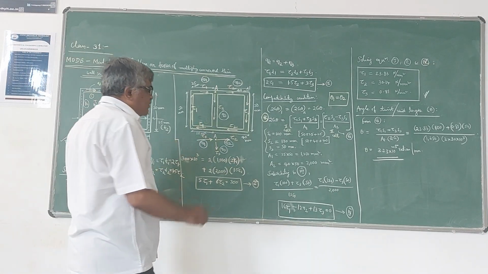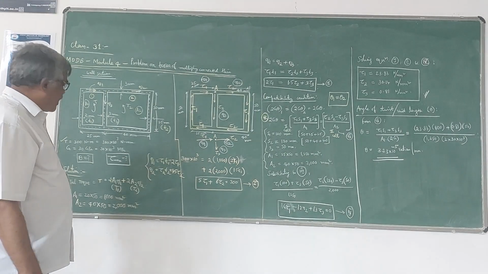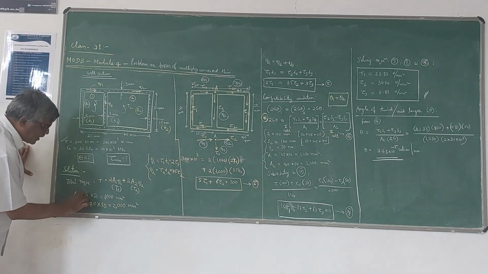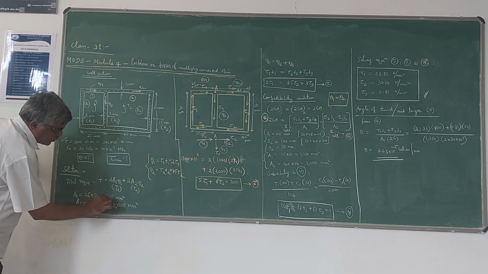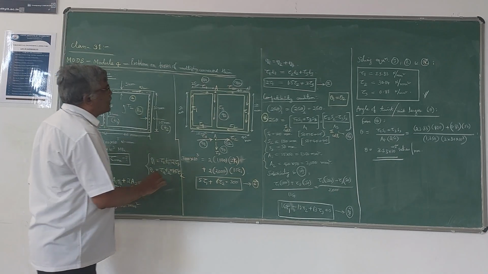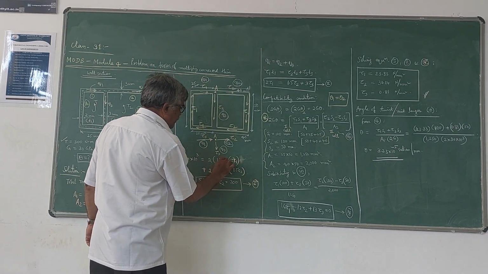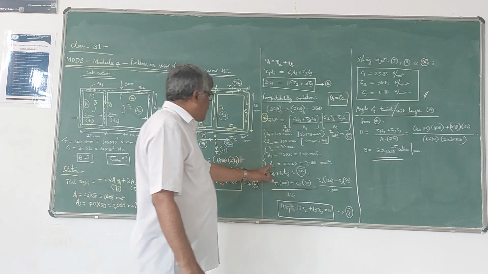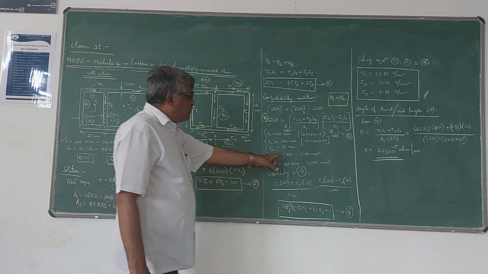And A1, as already told, here it is 25. Sorry, here it is, I think this is 25, this is 1250. So here also this will be 1250. Okay, no mistake there. So A1 is 1250 mm square, A2 is 40 into 50, that is 2000 mm square.